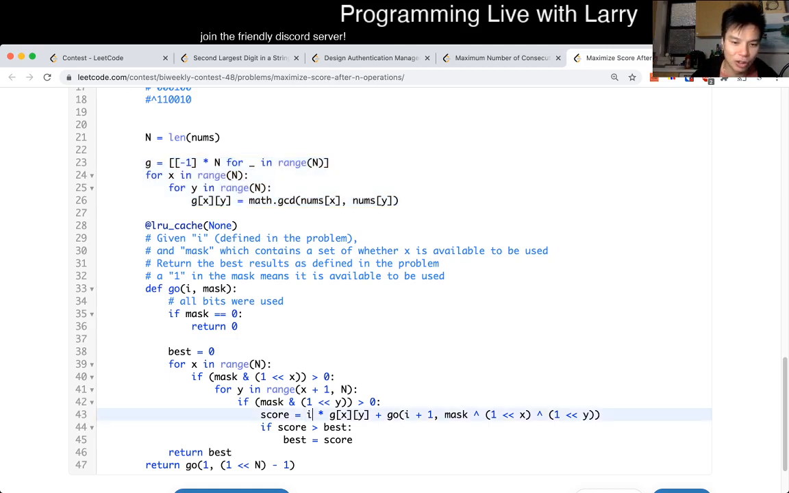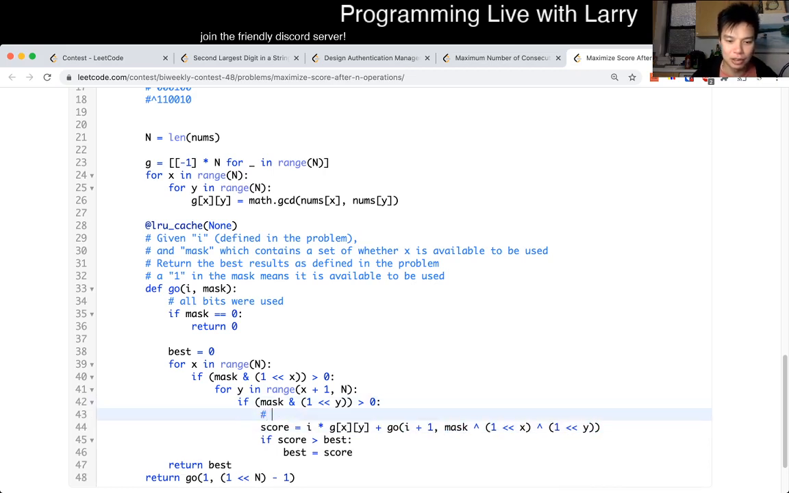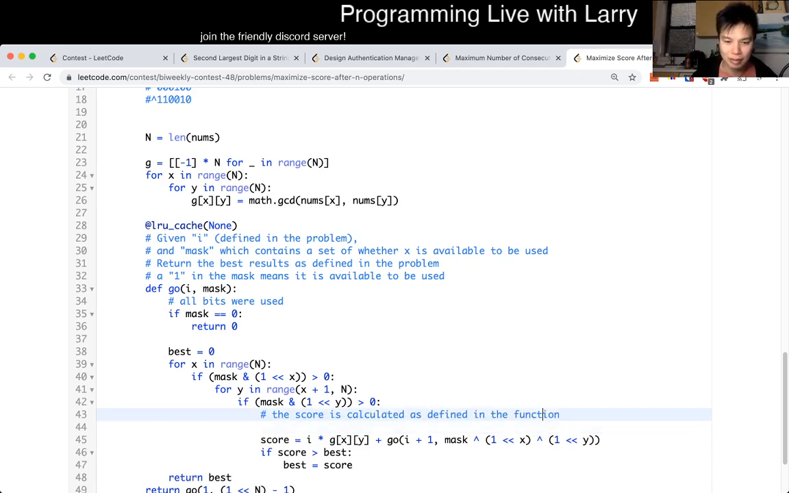So this is just the score defined in the function. And then now, we used x and y, and we go to the next index. That's basically what this is, right? The score is calculated as defined in the function or in the problem. You know, use up mask or use up x and y, and then go to the next index, right?